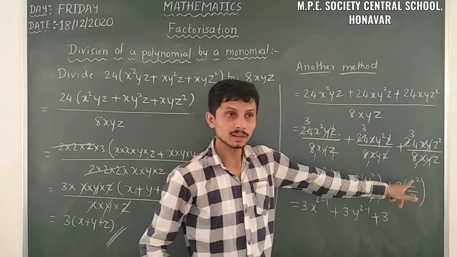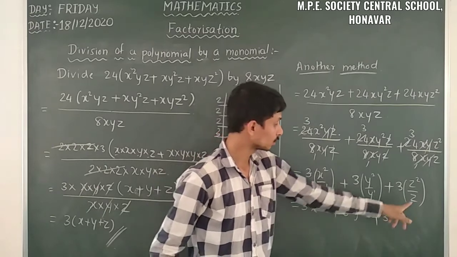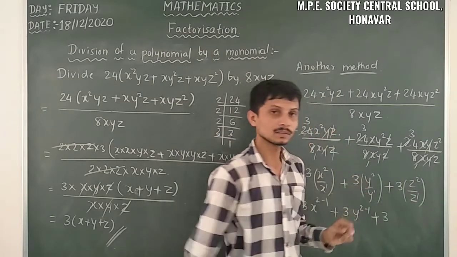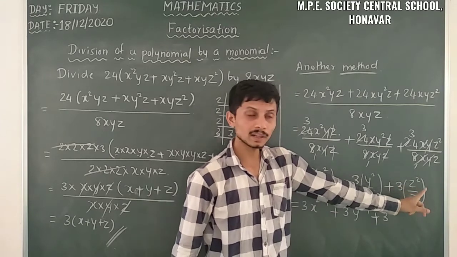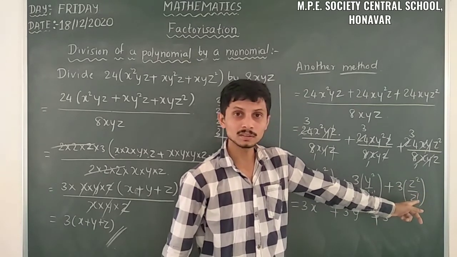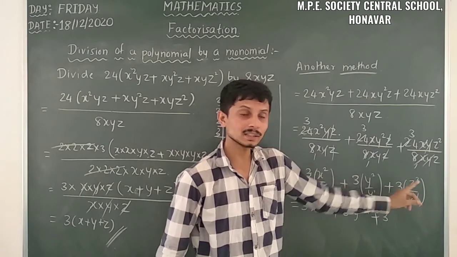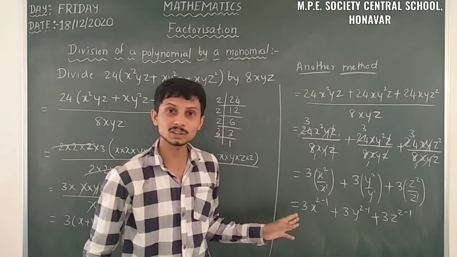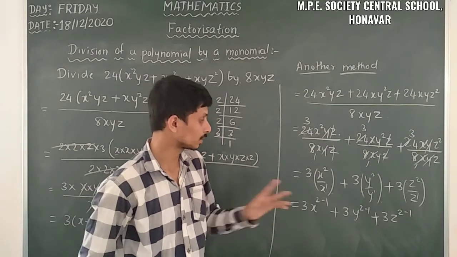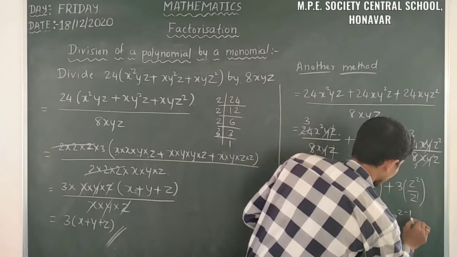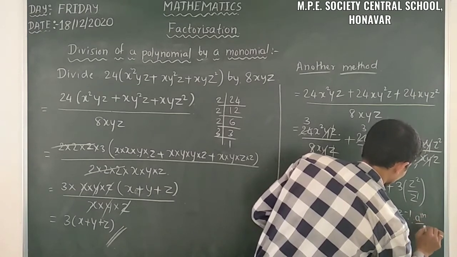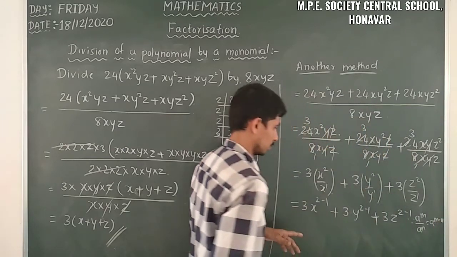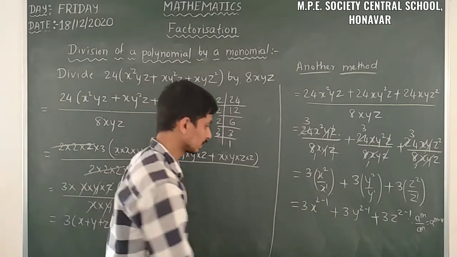Then we have z square in z here. So z raised to m by z raised to n, that is z raised to 2 by z raised to 1, that means z raised to 2 minus 1. So it is using a raised to m by a raised to n. Using that formula, you can write a raised to m by a raised to n is equal to a raised to m minus n. Using that formula, we put that one.